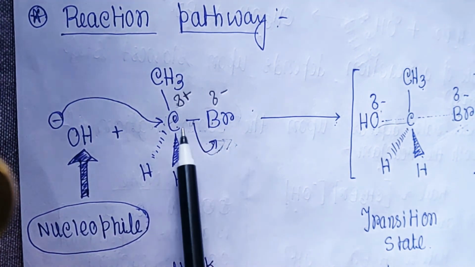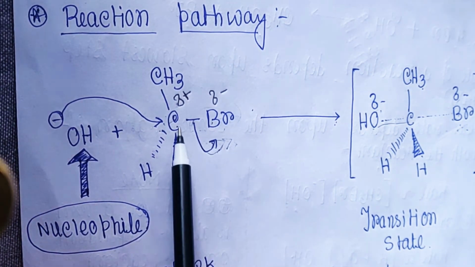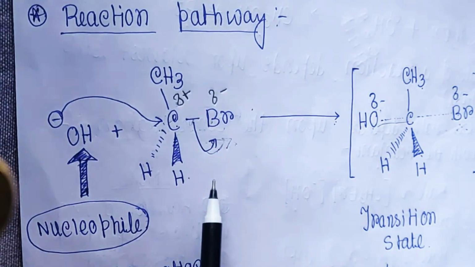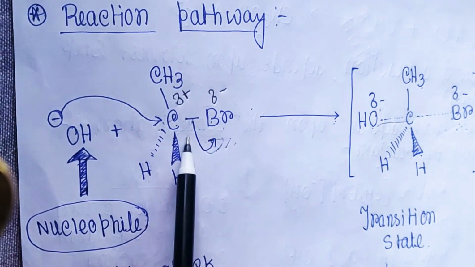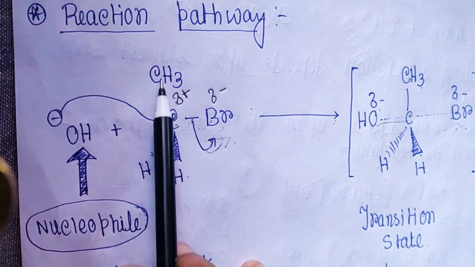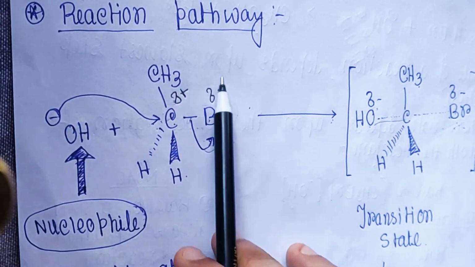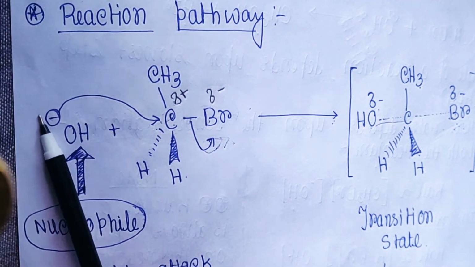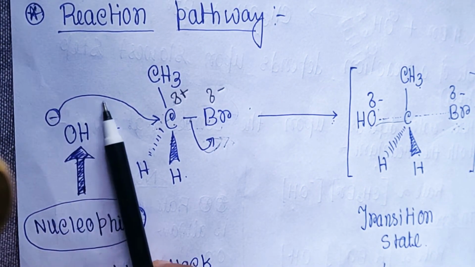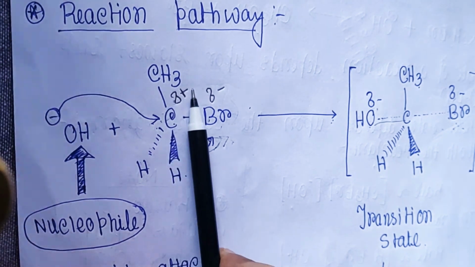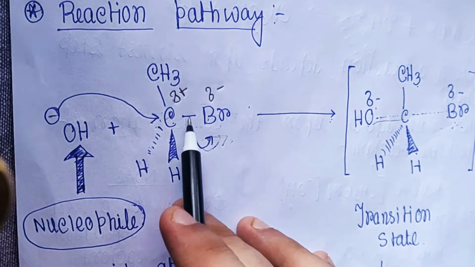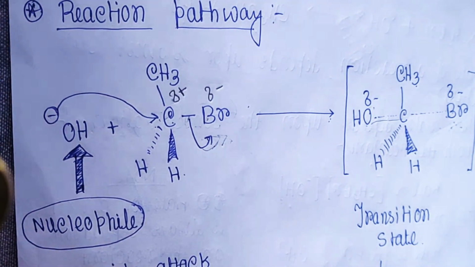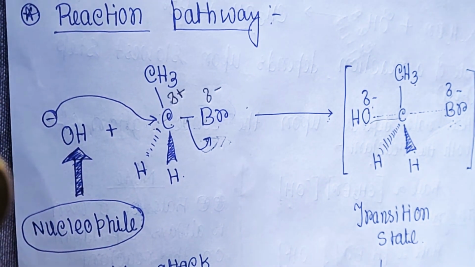In this C-Br bond, this is a polar molecule because there is some electronegativity difference between the carbon and the bromine. For that reason, carbon is getting a delta positive charge, and bromine is getting a delta negative charge. Now, this OH minus would attack this carbon as it is having a delta plus charge, and what would happen is this Br minus would get out of the system.